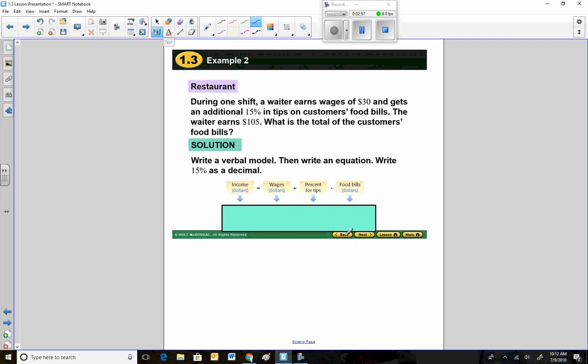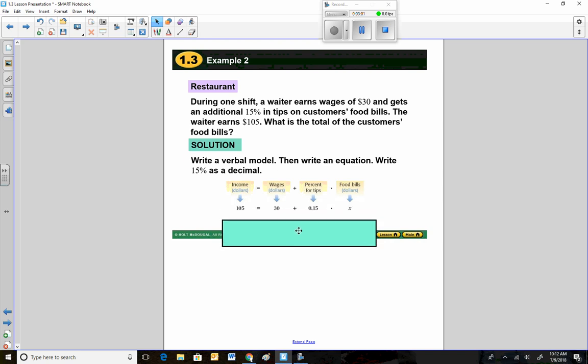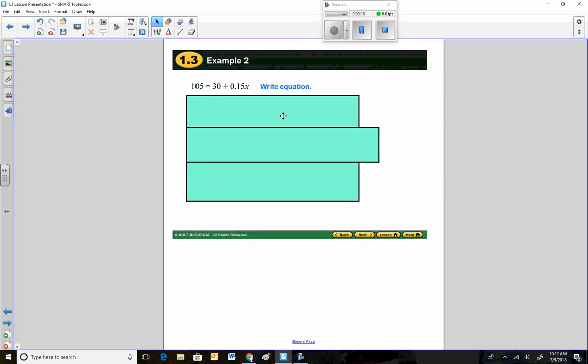And let's take a look at what we can actually do here. I'm going to go ahead and remove. There we go. Look at that. $105 is what he earned. He had $30 in wages and 15% times the food bill. And so we're going to look at what was the total of the customer's food bills. How do we do that? Basic algebra. Here we go. Here's the problem. Now, how do we get the x by itself? Because that would be our food bill.